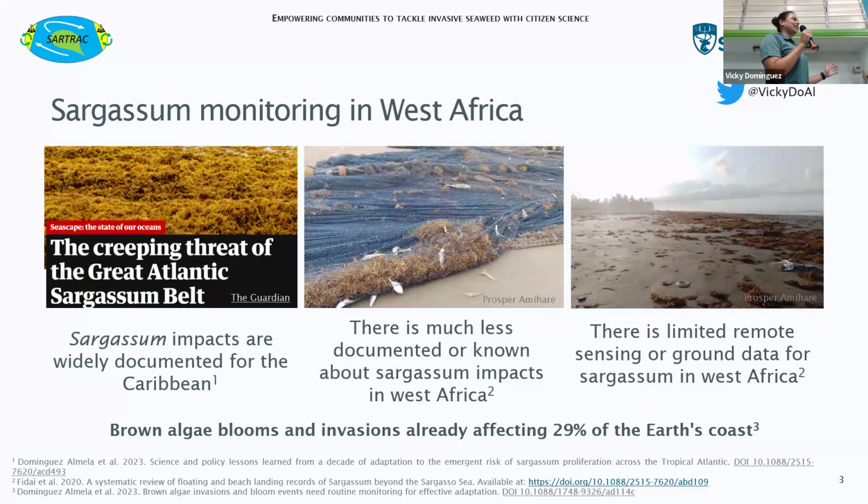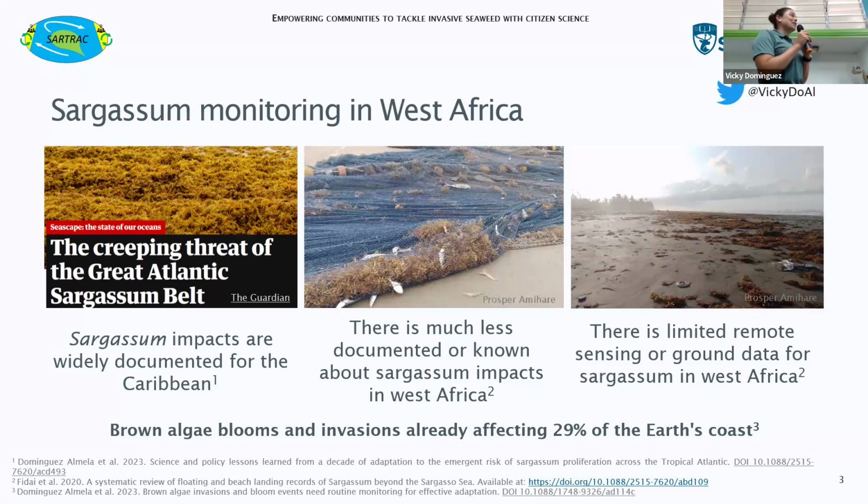A lot of researchers are focusing on this problem, it is so huge. There are quite a lot of people trying to obtain the knowledge to try to do something about it. But the Caribbean is not the only place that is being affected. We also have West Africa, where this sargassum is bleaching.